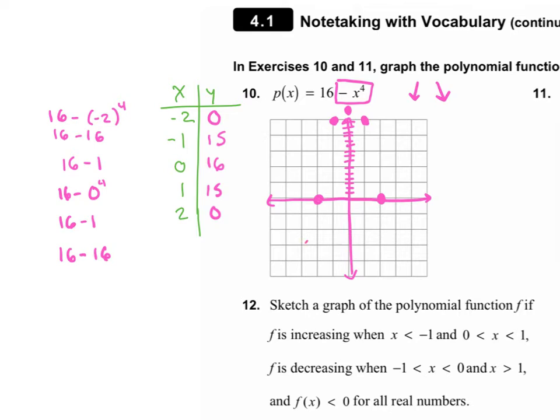My pencil stopped working. So we're going down, and then we just connect our dots in the middle here. So this is not a perfect graph, but for these questions we're not looking for perfection, we're just looking for our arrows. So you just have to make sure you have the arrows going in the right direction and your points plugged in. So we're looking for the points, the smooth curve, and the arrows.